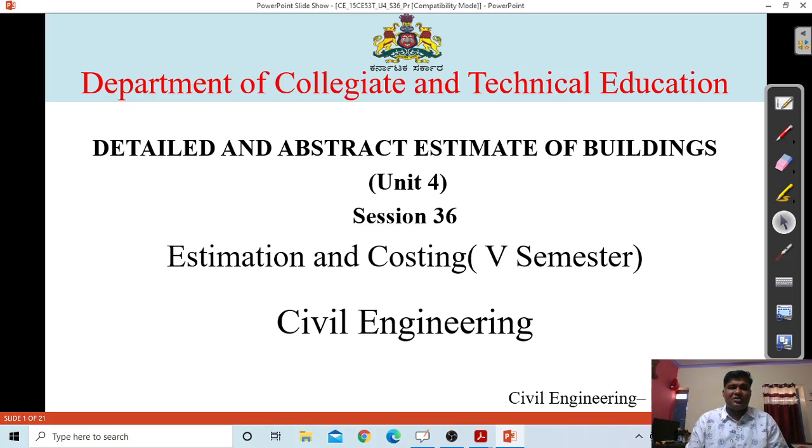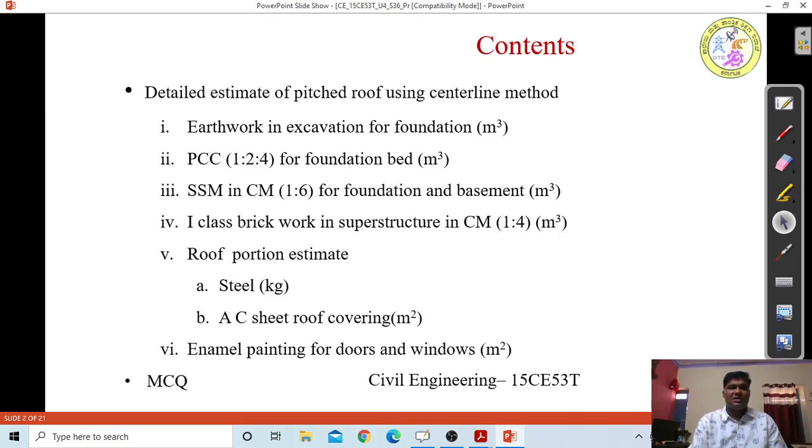Today I am explaining how to prepare a detailed estimate for a pitched roof building using the center line method. The contents include the preparation of a detailed estimate for a pitched roof using the center line method for the following items: earthwork in excavation for foundation, plain cement concrete 1:2:4 for foundation bed, size stone masonry in cement mortar 1:6 for foundation and basement, first class brickwork in superstructure.